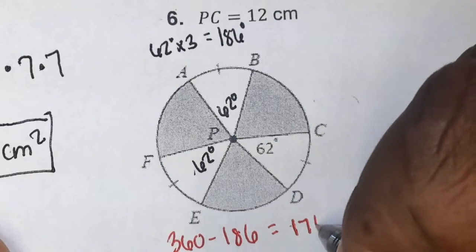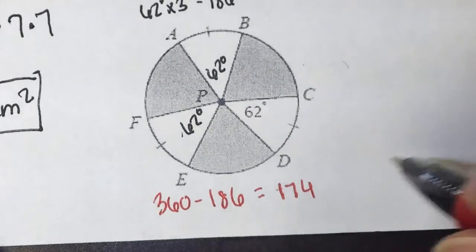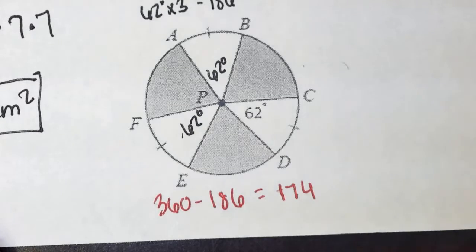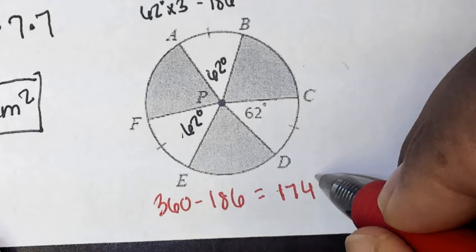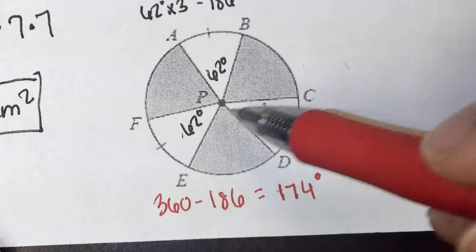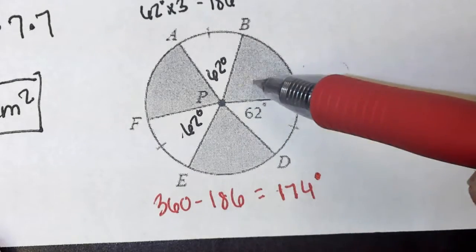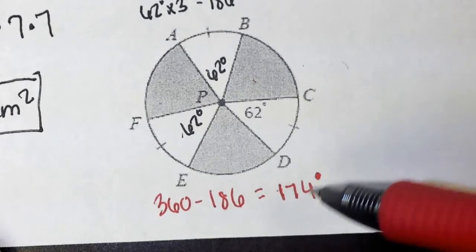Yeah, 174. And somebody last period said, oh, you could divide it by 3 after that. What's the point? Because you're just going to put them all back together, because you need all these shaded regions anyway. You just need to know that.